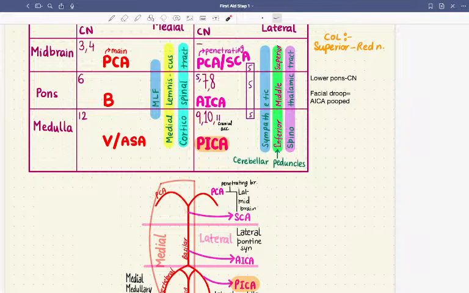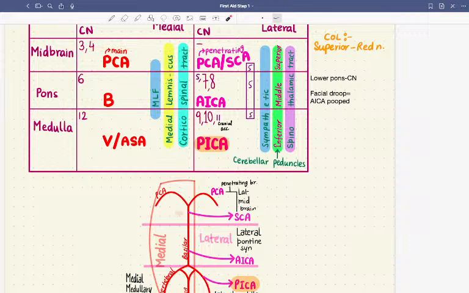PCA is going to supply the upper part of the medial part of the midbrain. Since it's supplying the medial part, it's supplying the M structures: third, fourth, medial longitudinal fasciculus, medial lemniscus, and the motor pathway, that is the corticospinal tract. So that is the PCA supplying the medial part of the midbrain.